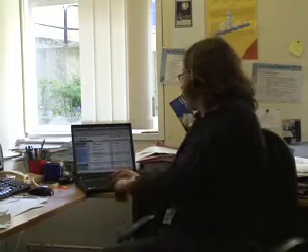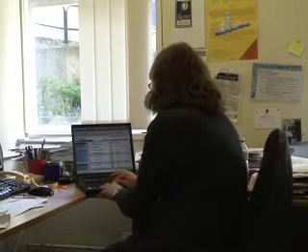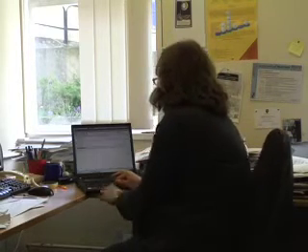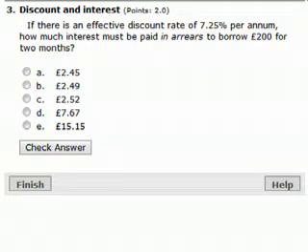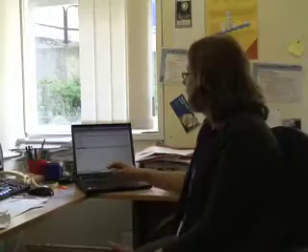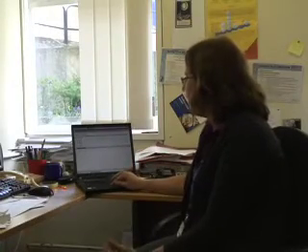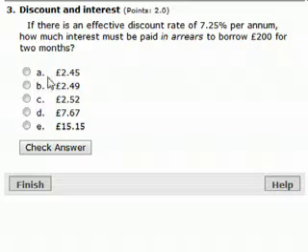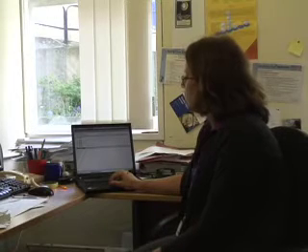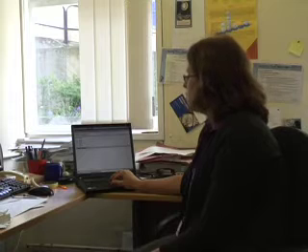So for example, an example of a simple numerical question. This is a question about discount and interest. So the student is told the effective discount rate, which is the interest paid in advance, and they're asked to calculate how much interest must be paid in arrears. And they get a choice of 5 monetary answers. And then depending on what they pick, they get feedback about why the answer is wrong.